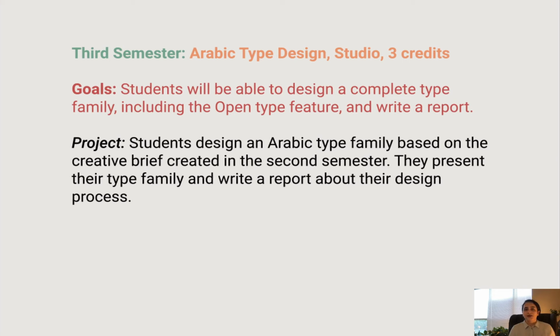The third semester starts with Arabic Type Design 3. This is a studio course and has 3 credits, and as the goals, students will be able to design a complete type family, including the OpenType features, and write a report. As the project, students design an Arabic type family based on the creative brief created in the second semester, and they present their type family and write a report about their design process.